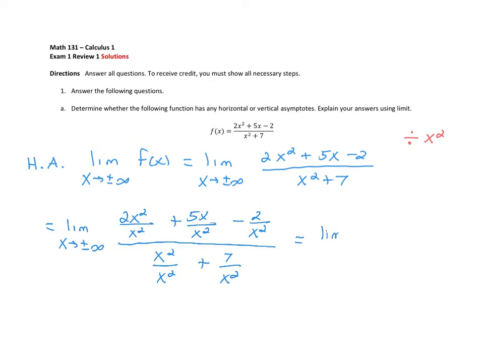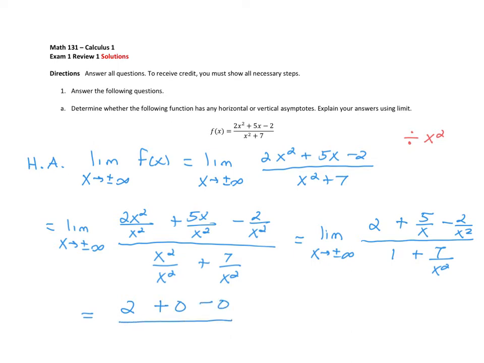The next thing to do is to simplify this. So in the numerator, 2x squared over x squared is just 2. Then we have 5 over x minus 2 over x squared. In the denominator, we have 1 plus 7 over x squared. Now, I know these two terms, as x goes to either positive or minus infinity, remain the same, and all of these go to 0. So at this point, I can essentially evaluate the limit and say it's going to approach 2 plus 0 minus 0 over 1 plus 0, which is equal to 2.